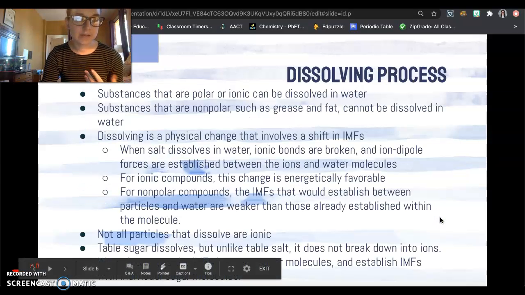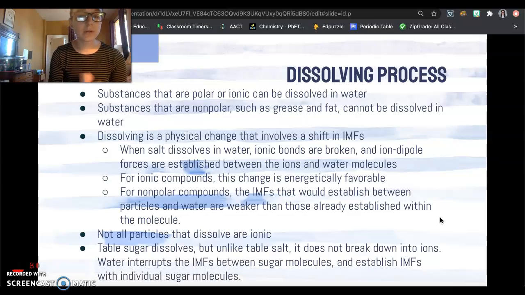So for the dissolving process, substances that are polar or ionic can be dissolved in water. Substances that are nonpolar, like grease, fat, oil, things like that, cannot be dissolved in water. And later on, we're going to be talking about this concept of likes dissolve likes, which has to do with intermolecular forces. So the idea is that things with similar intermolecular forces dissolve one another. So dissolving is a physical change, not really a chemical change, although there is some gray area there.